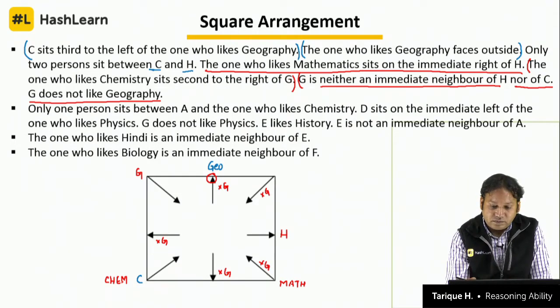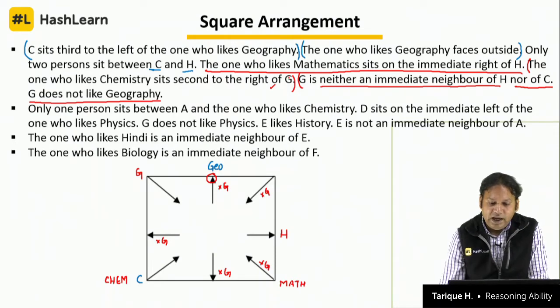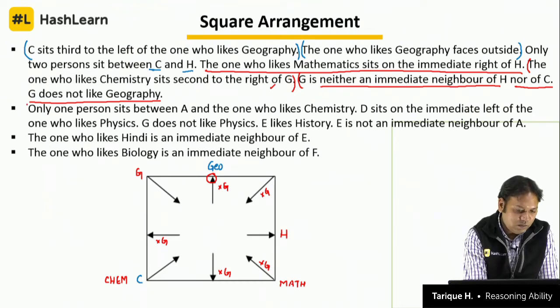Okay, now G is neither an immediate neighbor, also the one who likes chemistry sits second right of G. We have done that, this part is done. And G is neither an immediate neighbor of H nor of C. G does not like geography. Everything is done. Now let's move to the next question.